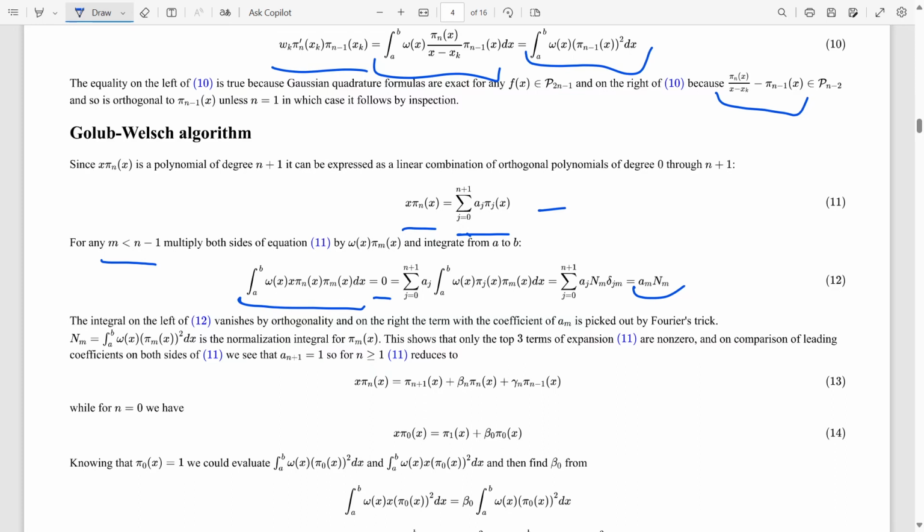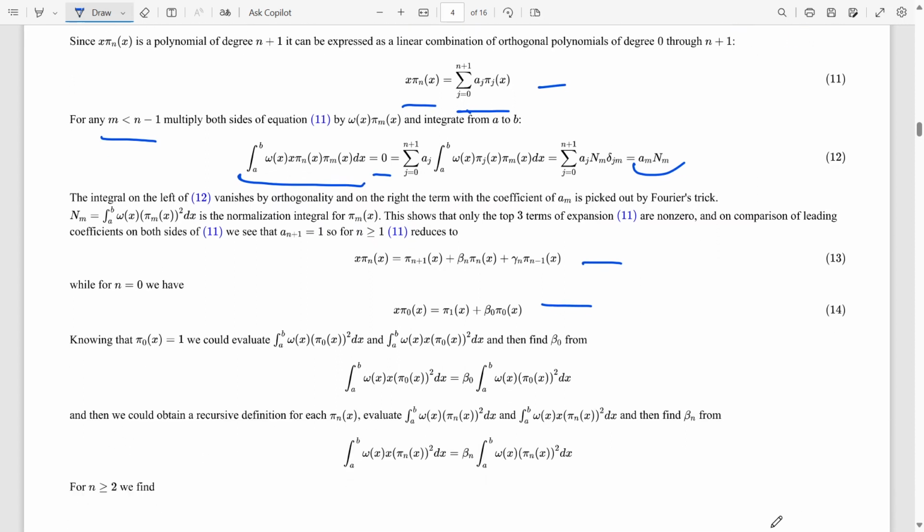Since pi n of x is monic, it follows that an plus 1 is 0, so we have arrived at this. Well, if n equals 0, we get this with only two terms.